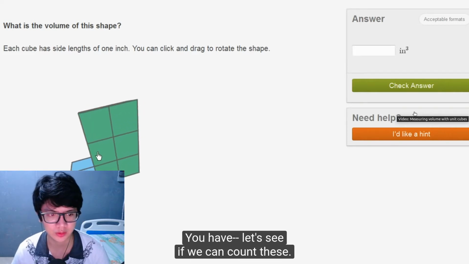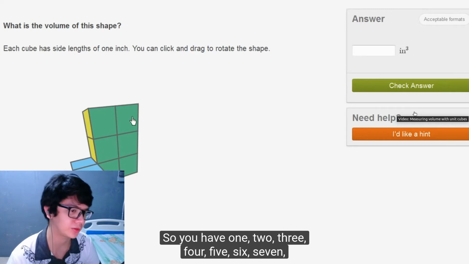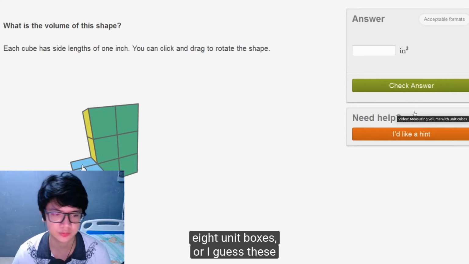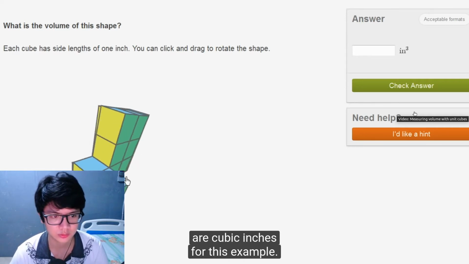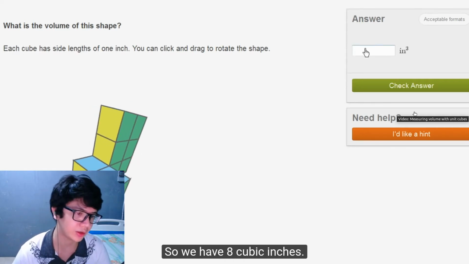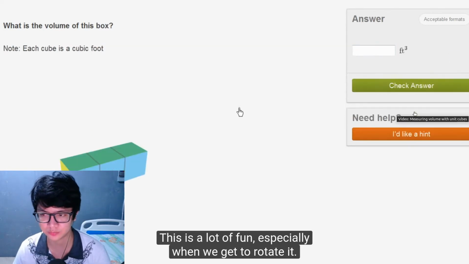You have, let's see if we can count these. So you have 1, 2, 3, 4, 5, 6, 7, 8. 8 unit boxes, or I guess these are cubic inches for this example. So we have 8 cubic inches. This is a lot of fun, especially when we get to rotate it.